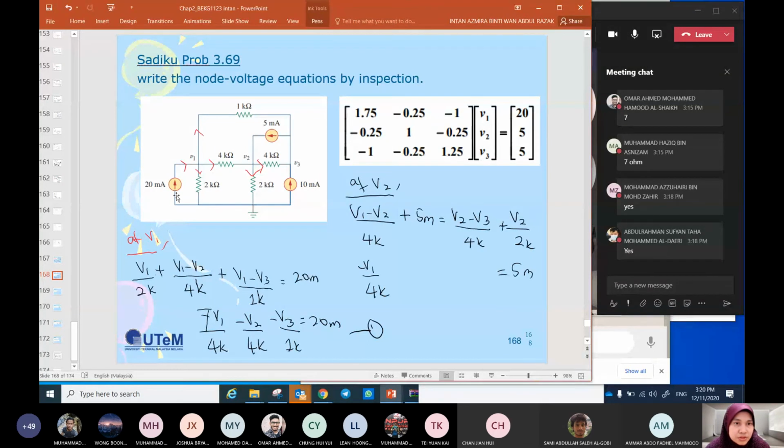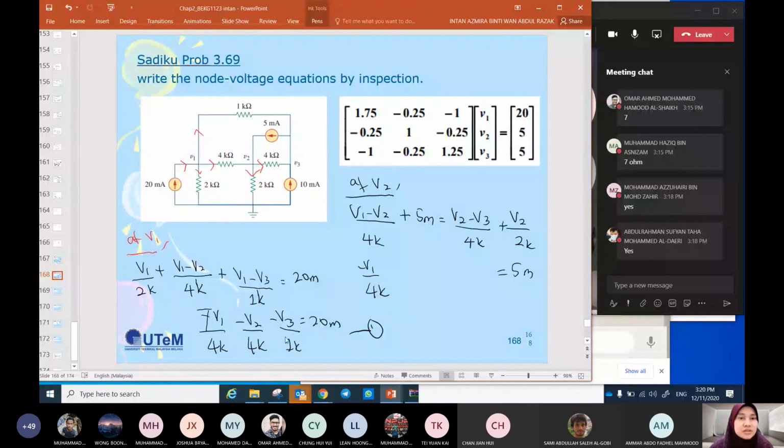So at V1, this is current entering the node, this is current leaving the node. So I put 20 milli here: 20 milli is equal to V1 divided by 2K plus V1 minus V2 divided by 4K plus V1 minus V3 divided by 1K. Simplify the equation and we get this. This is the first equation.